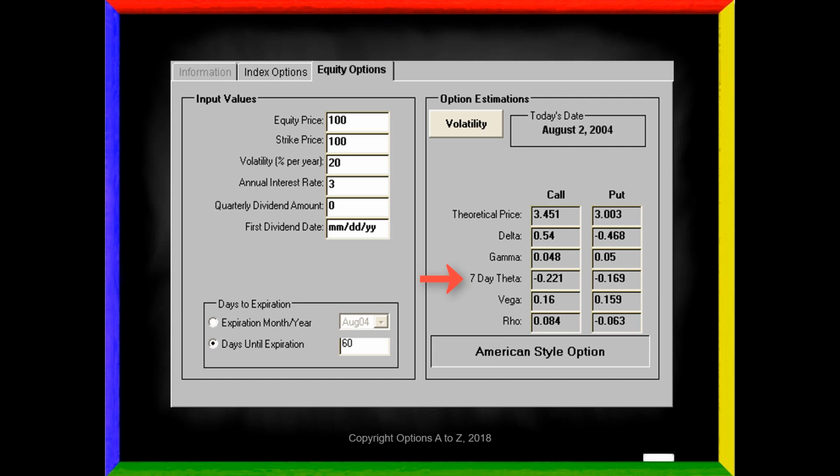The reason that some platforms do this is that traders sometimes say, I'm not real worried about the few pennies that my option's price is going to decay away each day. I'm more concerned with what's going to happen at the end of the week. So that's why they'll put it into a 7-day term. But the concept is exactly the same.